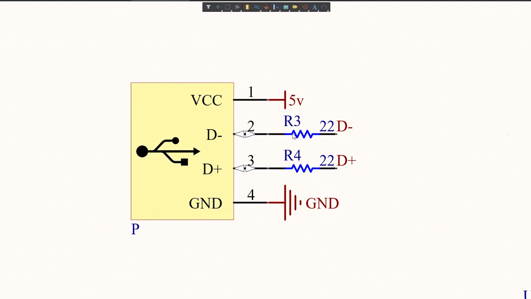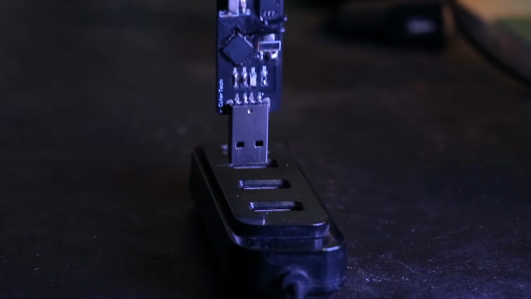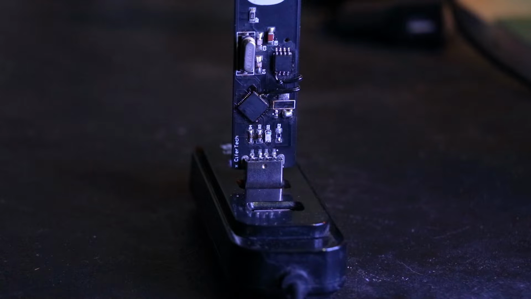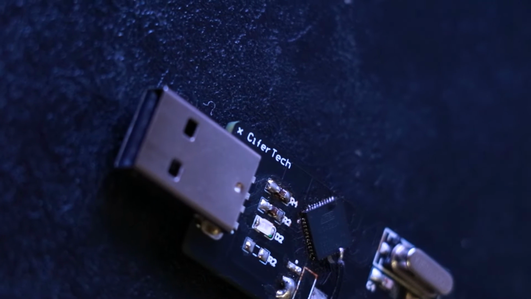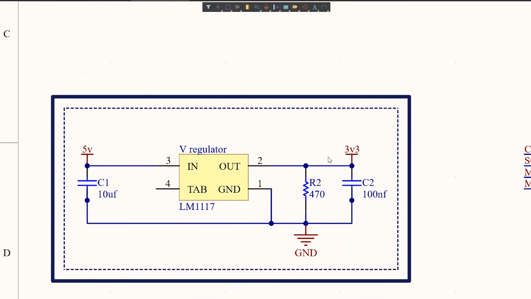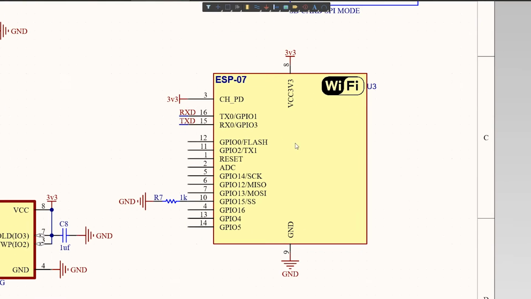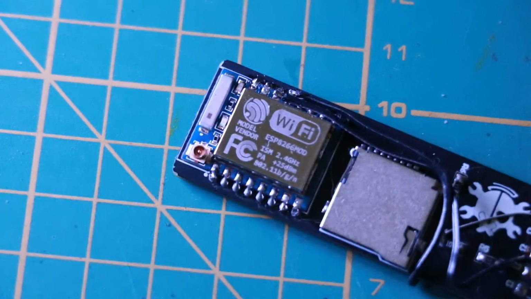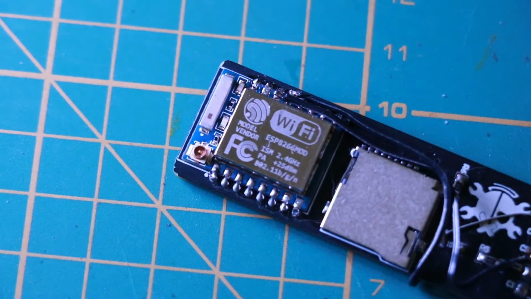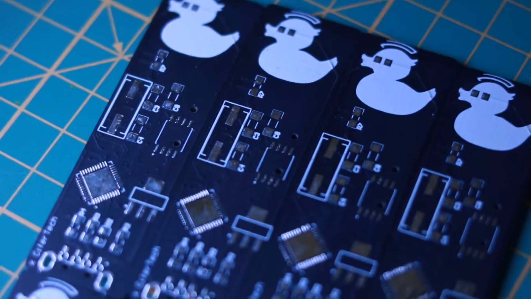Next, in order for the user to be able to connect the device to the target computer, I used a USB-A connector, which will be connected to the data plus and data minus of the Atmega32U4. Next, I used a voltage regulator for a fixed 3.3 volts to provide needed voltage to a few of my components like ESP8266. After all the trace routing is done, it is time to send the design to the manufacturer.